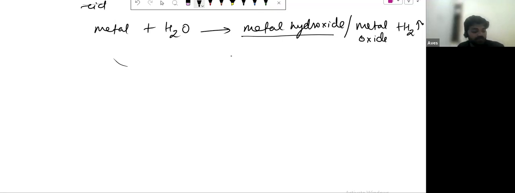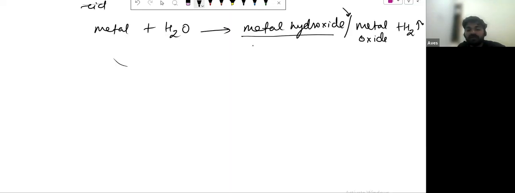Okay, let's move further. Dear students, you need to keep in mind the arrow mark after the H2. Metal plus H2O gives you metal hydroxide. They are the four elements, dear students. They are the four elements you need to keep in mind.